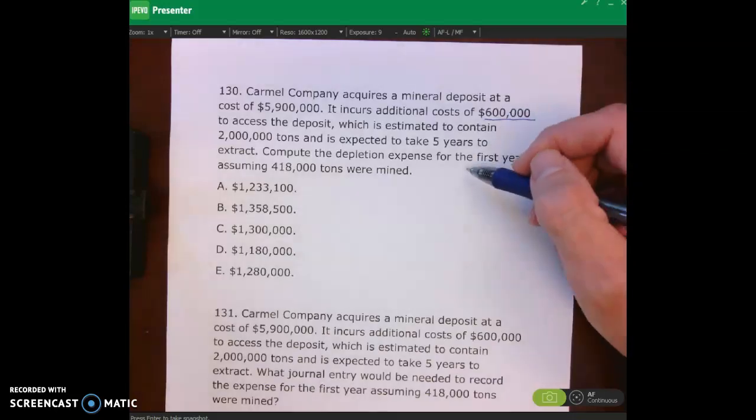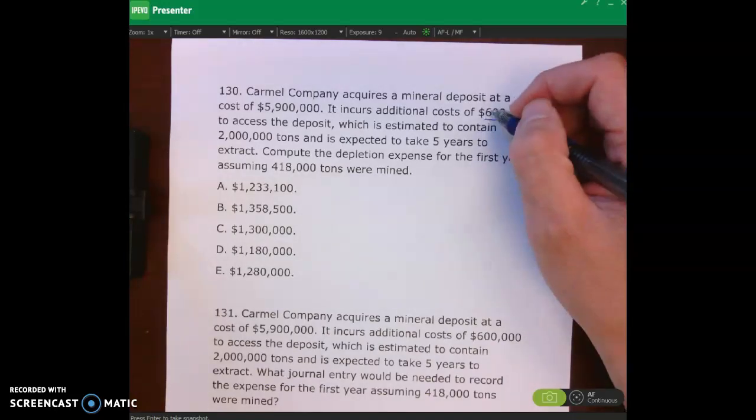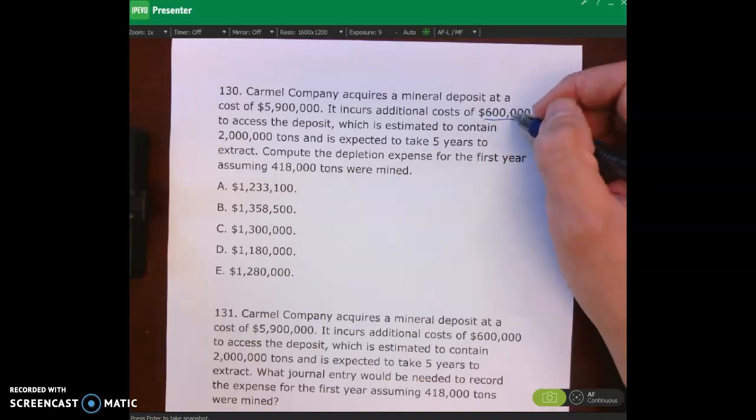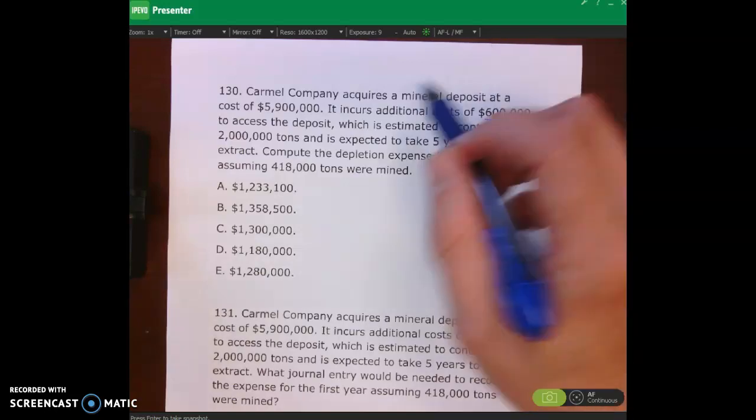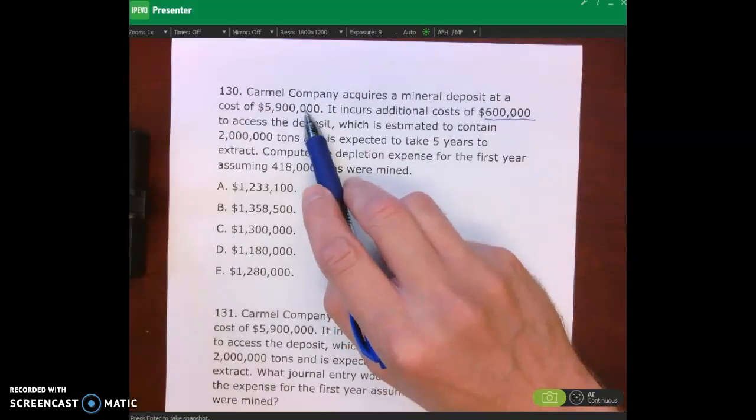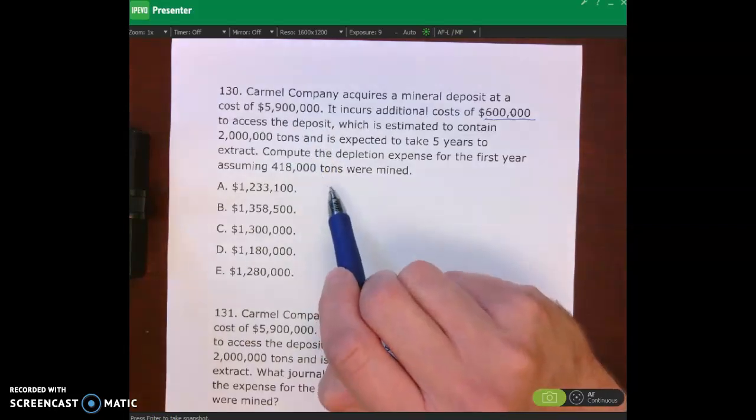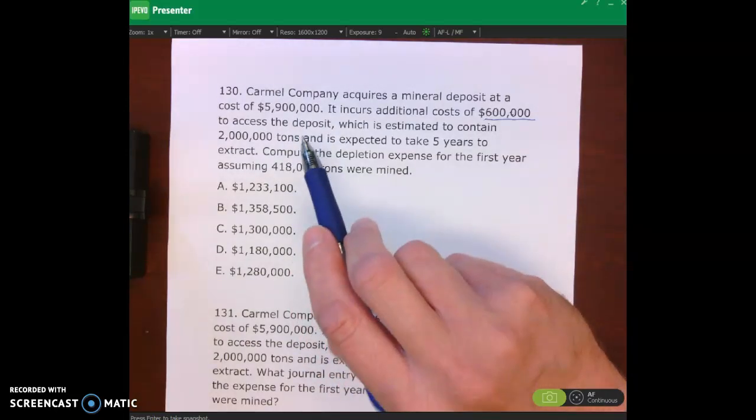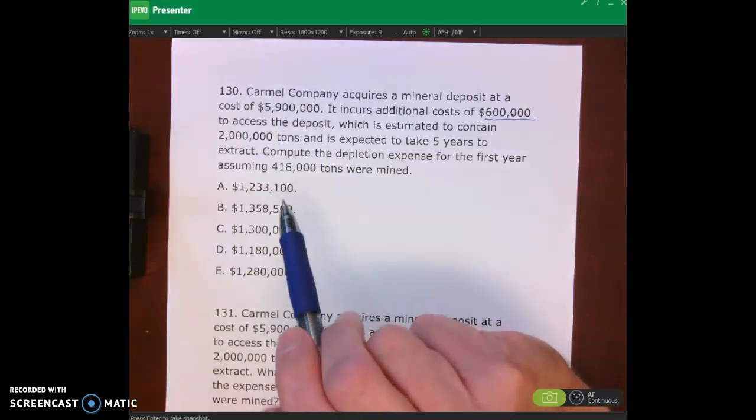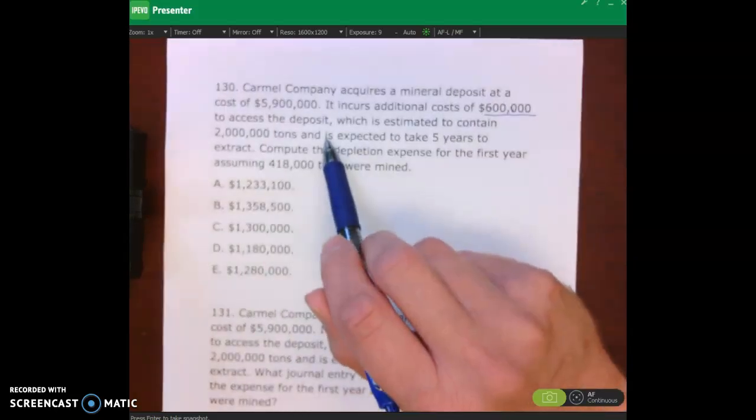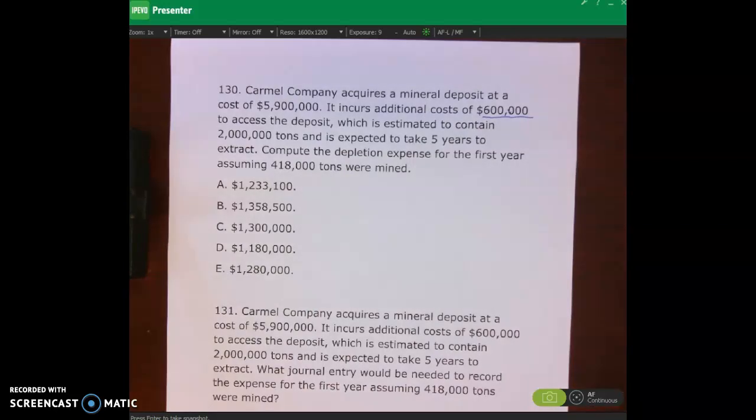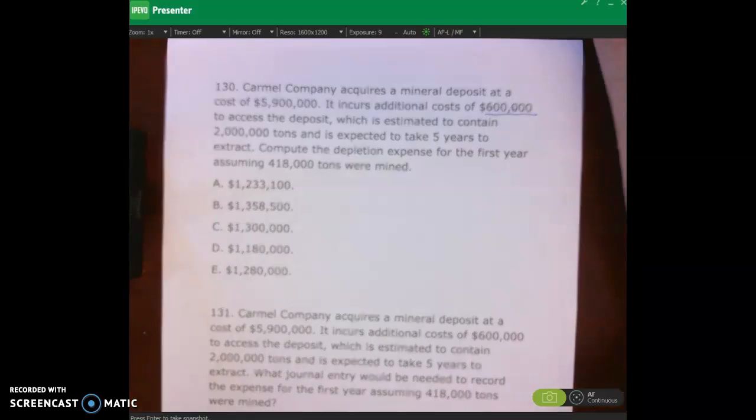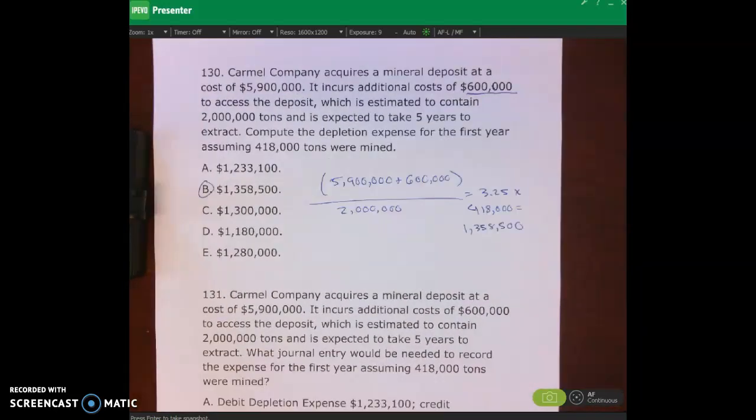Remember, we take our asset cost minus the salvage value. Does this number represent a normal and reasonable expense that would be included or added to this 5.9 million to come up with the cost basis for the mineral deposit? I want you to think about that when you do this problem. Okay, so I want you to pause the lecture video, do number 130 and do number 131. And then we'll come back and check it, okay? Okay, hello and welcome back.